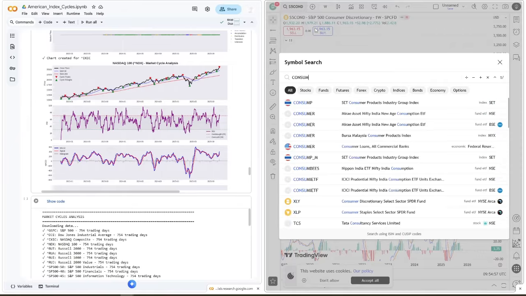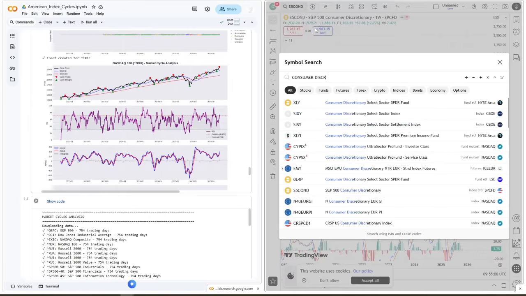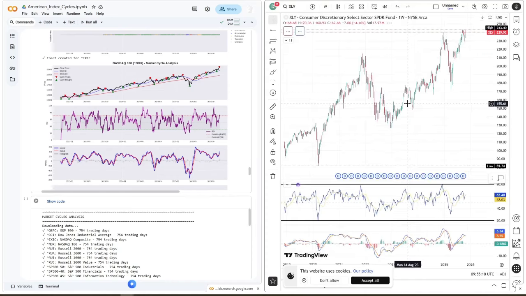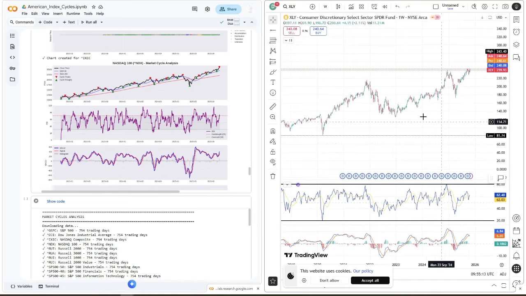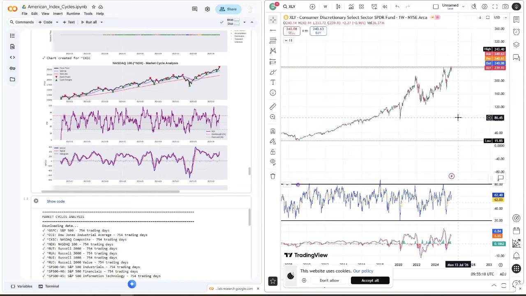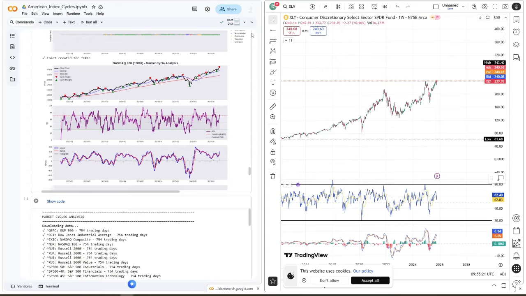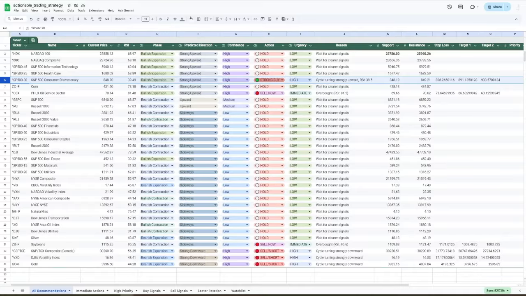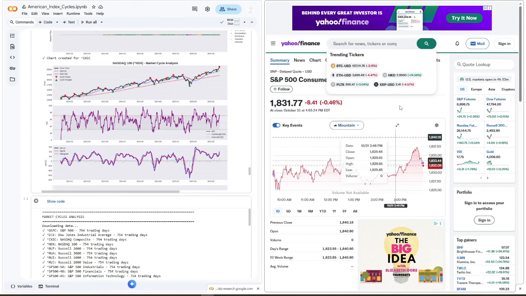Just wait for me one second. Consumer discretionary. That means I have not prepared anything in advance. S&P consumer discretionary. Let's try XLY. Okay, they don't seem to me to be at the bottom of any cycle, so I don't know where this comes from. Just one second. Okay, so I'm crisscrossing on Yahoo Finance, but I found it exactly.